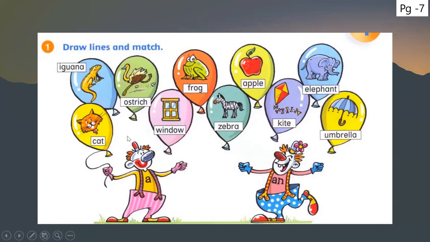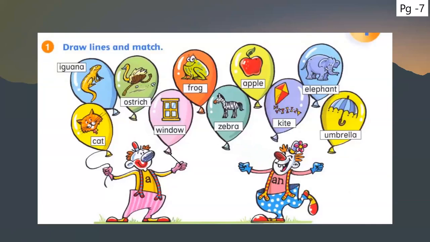Do you see a clown and a clown, right? You have to put the balloons in their hands. Okay, so if you have done, we can check the answers. It's time to check your answers now.